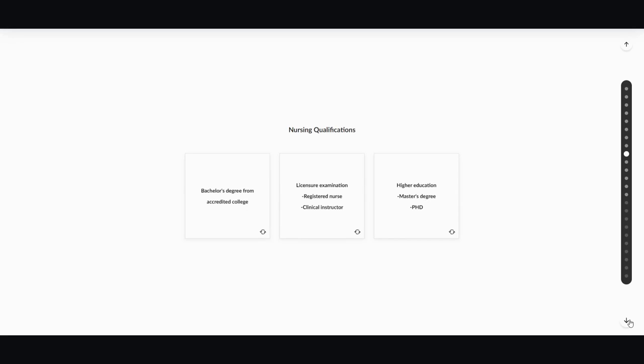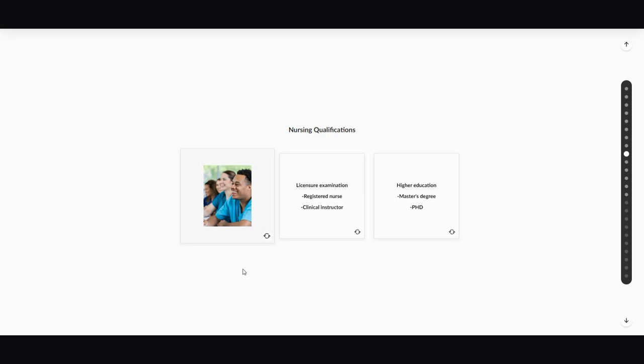Nursing qualifications: a bachelor degree from an accredited college. That's your first step, and you are in the right place. Batarji Medical College is an accredited college, and the nursing program is also an accredited program. So when you finish this first step, you are on your way to being a qualified nurse.